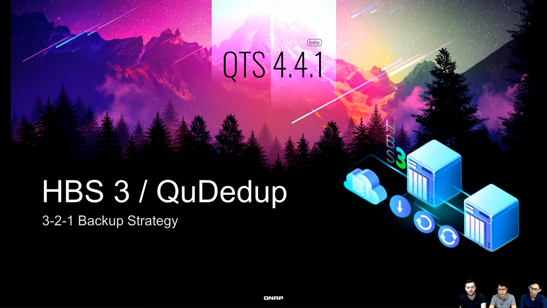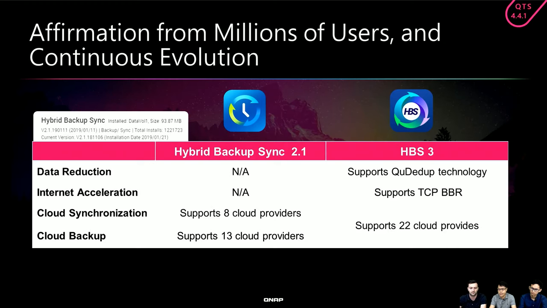Okay, so here we can see our new launch product. The new version is HBA3, upgraded from Hybrid Backup 2.1, and now we rename our product to HBA3. You can see our new features here, including data reduction. In HBA3, we support QDD technology. Also, we have provided internet acceleration. As you mentioned, the kernel has been upgraded to 4.14, which supports TCP BBR, and in HBA3 we utilize this feature to help accelerate the transmission speed of our backup jobs.